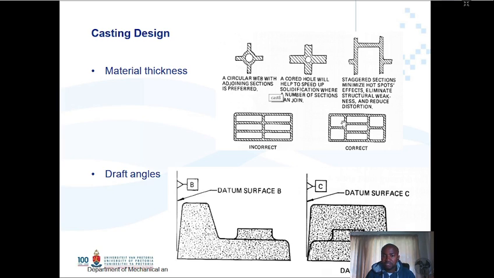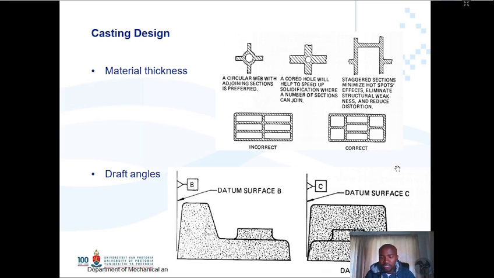A circular web with adjoining section is preferred. That is for strength, of course, of that particular part of the casting. This will also allow cooling and speed up solidification. Solidification is the cooling that I was just talking about. So having a hole there will be important. Avoid having something like this, because then you don't have cooling on this corner here. This will be your part, so you won't have a nice cooling there.